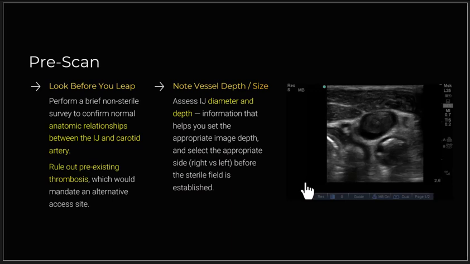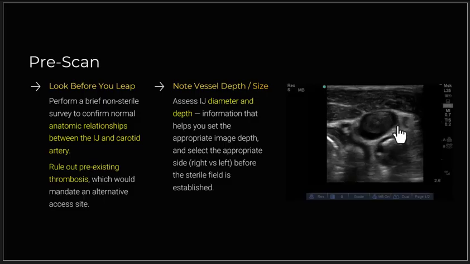The other thing that the pre-scan does is it allows us to note the vessel depth and size. Do I have a good IJ diameter such that I'm going to be successful with the procedure? What is the depth that I'm going to be anticipating cannulating that vessel? In some patients, the vessel is very superficial. Others, it might be a little bit deeper. You can use your caliper markings here on the side of the ultrasound machine. Here is 1 centimeter, here's 2 centimeters. You can see that total depth is 2.6 centimeters. So it allows you to know exactly how deep you will be performing the procedure.